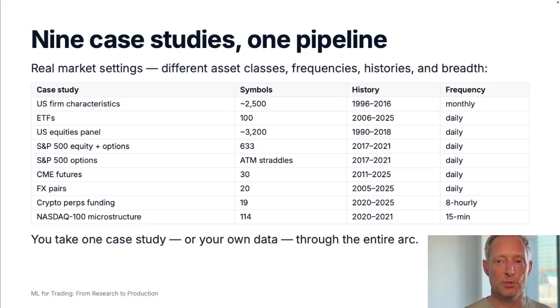The data ranges from intraday and minute level data to monthly data, and time periods and number of symbols also vary substantially. That gives you a rich empirical basis for experimenting with different strategy design choices. And of course, if you have your own data and your own strategy idea, you're more than welcome to work on that as well.